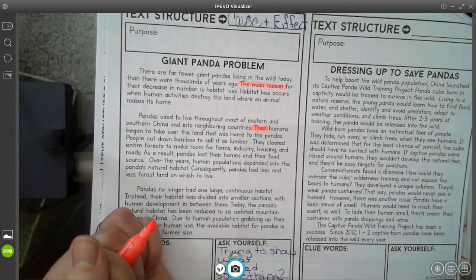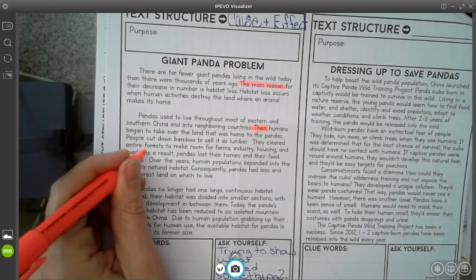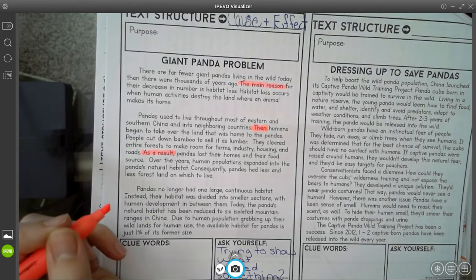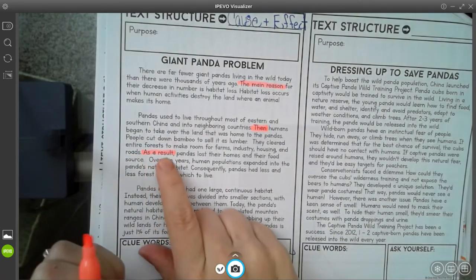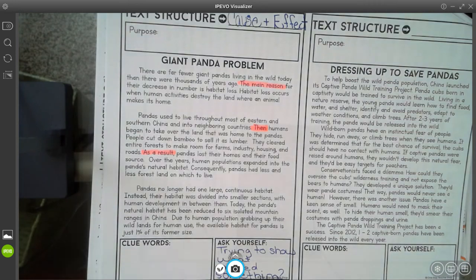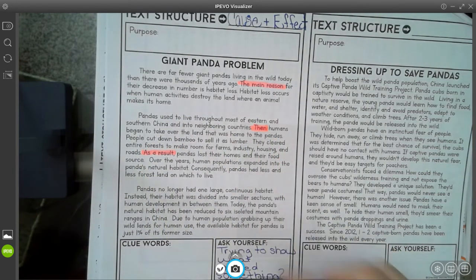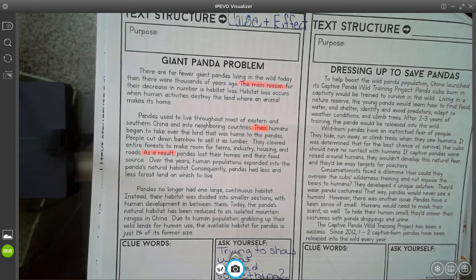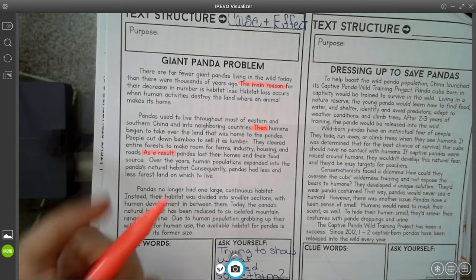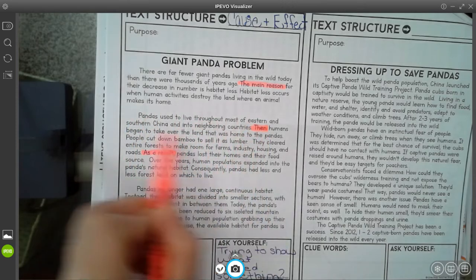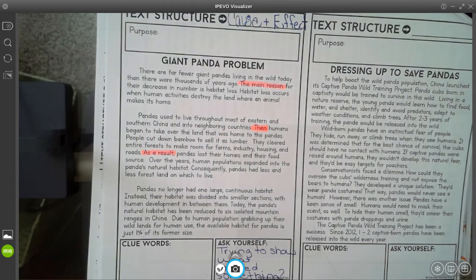How about the next one? If you said as a result, you are correct. So it's telling us as a result what happened next. And this first one, then humans began to take over, it's kind of like letting us know this is what happened and then the effect was. So humans started to come in, and pandas used to live throughout most of the eastern parts of China.